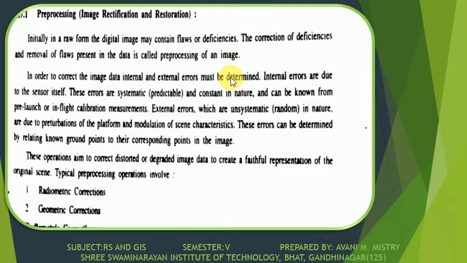Then what is external error? External errors are unsystematic, that means random in nature, and are due to the perturbation of the platform and modulation of the scene characteristics. These errors can be determined by relating known ground points to their corresponding points in the image.